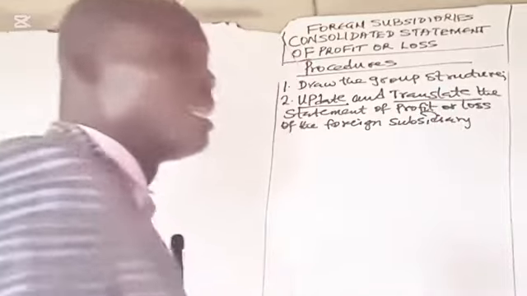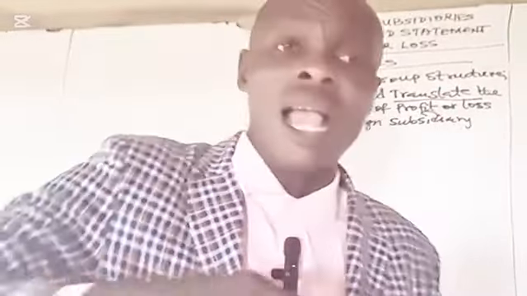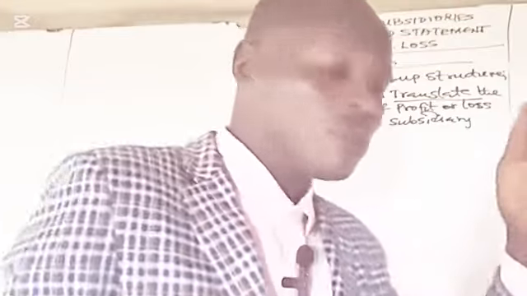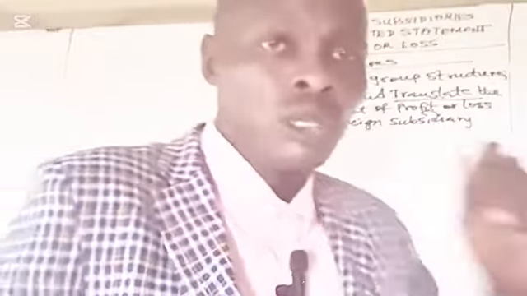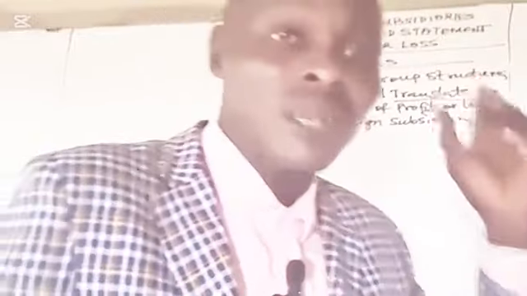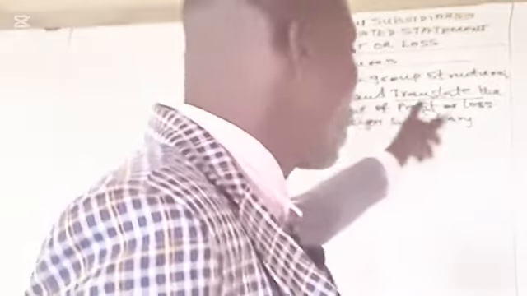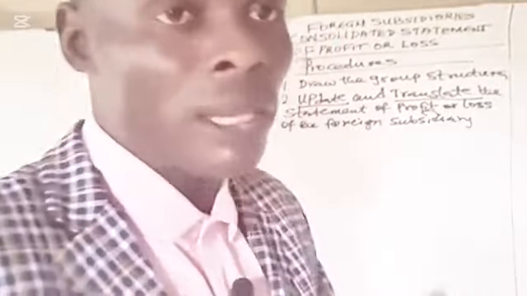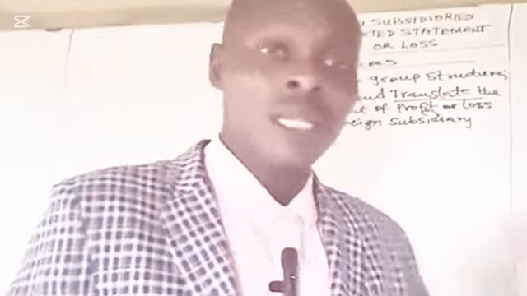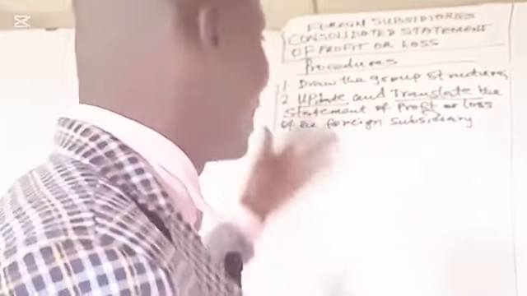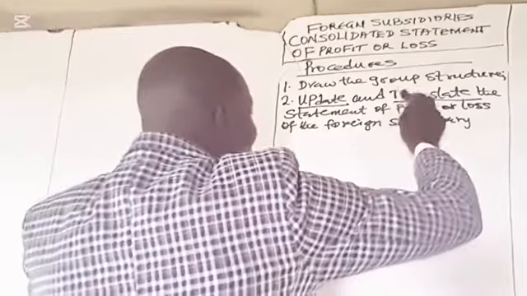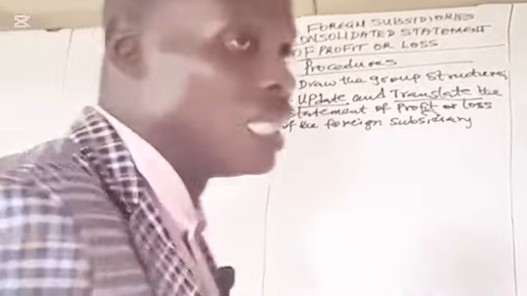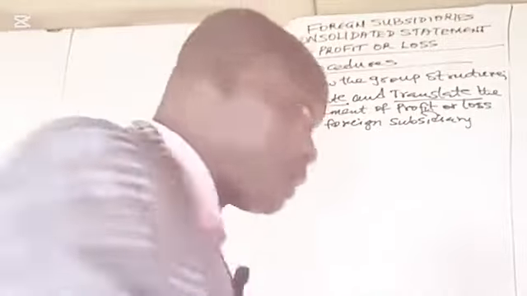The second step after updating is to translate. To translate means you translate the statement of profit or loss from the foreign currency to the presentation currency of the parent. I've explained what the foreign currency means in the first video, the presentation currency and the different exchange rates we have.